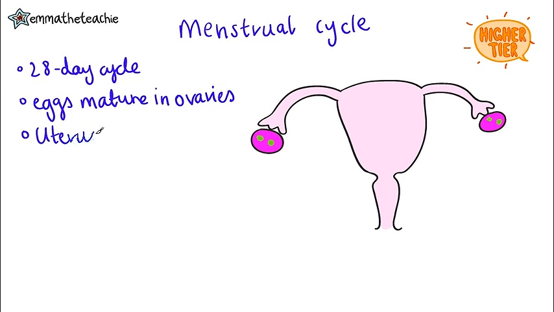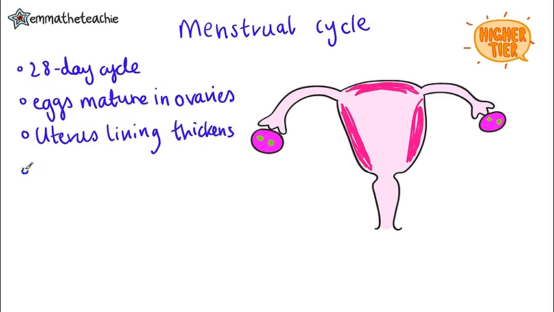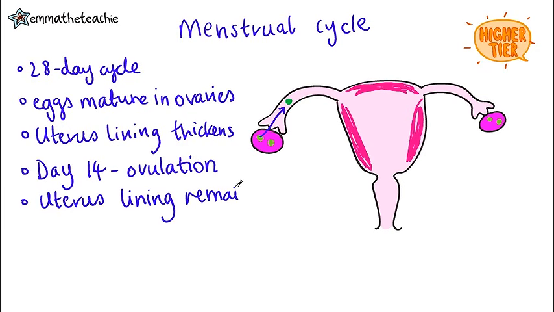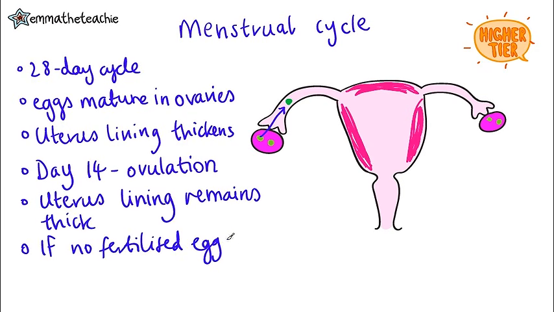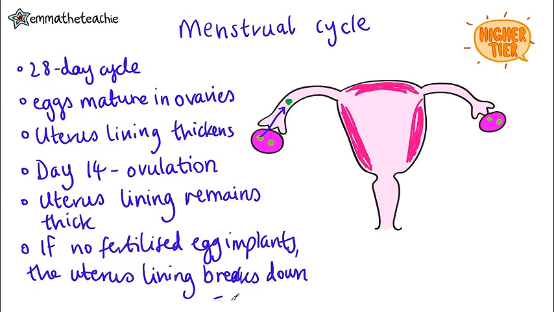The uterus lining also thickens in preparation for a fertilized egg. On day 14, one egg is released from an ovary. This is called ovulation, and it passes into the oviduct. The uterus lining will remain thick for a few more days after this, but if the egg doesn't get fertilized and implant, then the lining will break down. This is known as having a period.